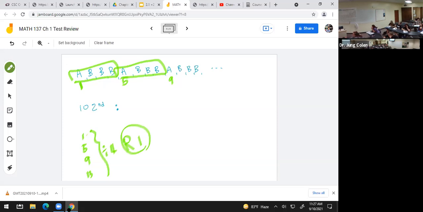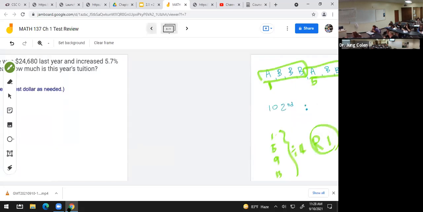Right? And divide 102 by 4 then. What's 102 divided by 4? 5 times 4 is 20, so the remainder is 2. Is the remainder 1? No, it's not. So that's B, right? Does it make sense? Everybody? Okay. Good. Let's go back.